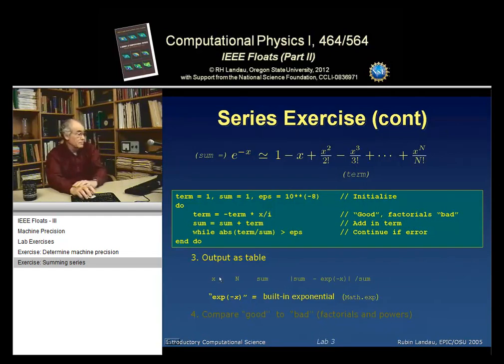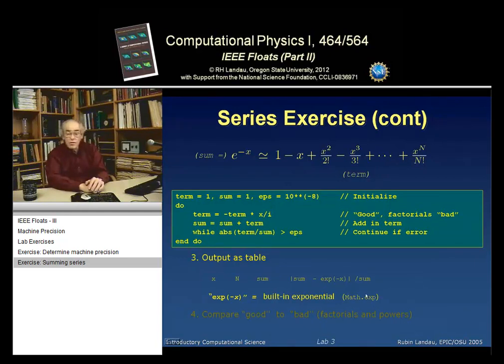Columns go up and down. Okay. First column will be the value of x, and remember, it starts small, then large. Then how many terms, capital N, you've used in the sum, the actual value of the sum, and then the sum that you've calculated with your algorithm minus the exact value, e to the minus x, and the whole thing divided by the sum. So the last column will be your relative error in the calculation.